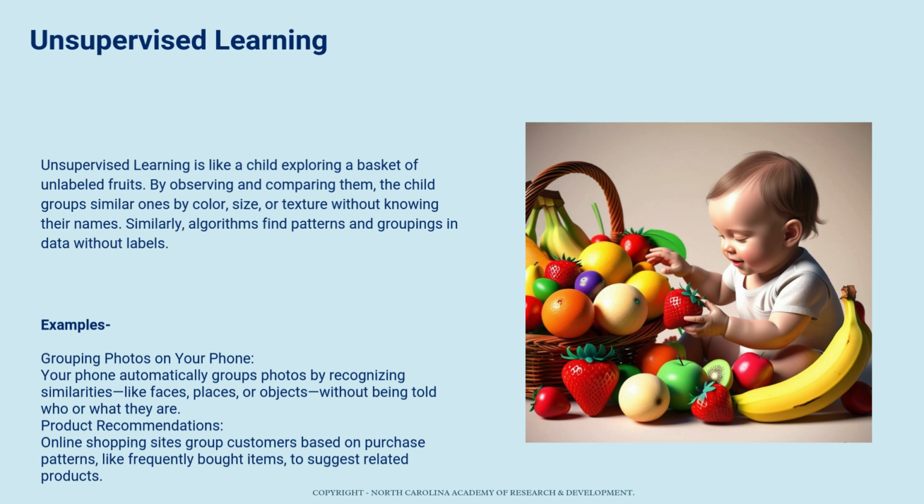Now, imagine the baby is given a basket of fruits without any labels or guidance. The baby explores the fruits, touching, tasting, and observing them. Eventually, the baby groups the fruits based on similarities like color, size, or texture. The baby doesn't know their names yet, but discovers patterns. That's unsupervised learning, finding hidden structures and patterns in unlabeled data.